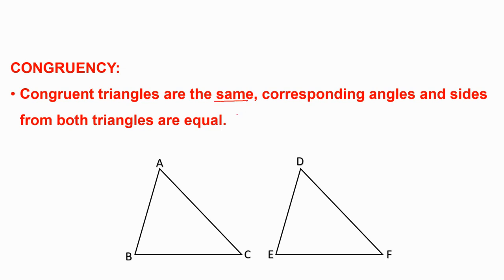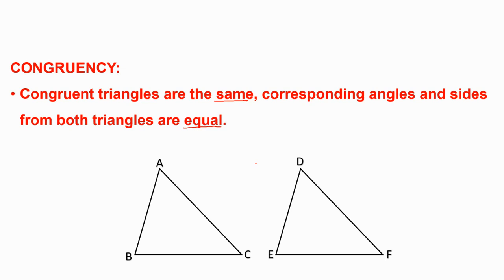Corresponding angles and sides from both triangles are equal. We're saying corresponding angles and corresponding sides are equal. That's congruency. And similarity, you talk about what? Things that are similar are of different sizes, but have equal angles and proportional sides. That is similarity. But congruency, we're talking about the same size. Corresponding sides are equal. Corresponding angles are equal.